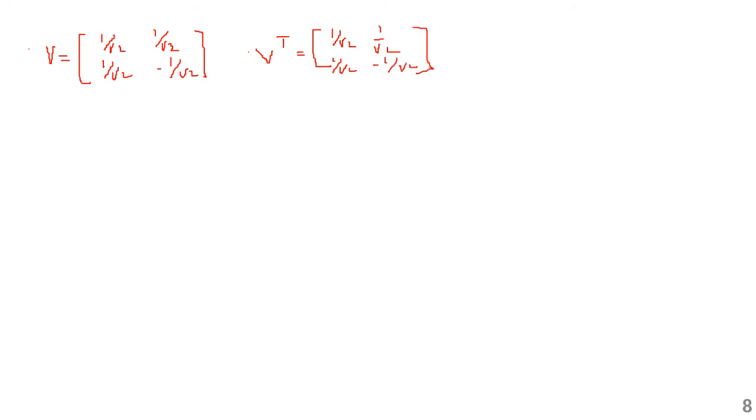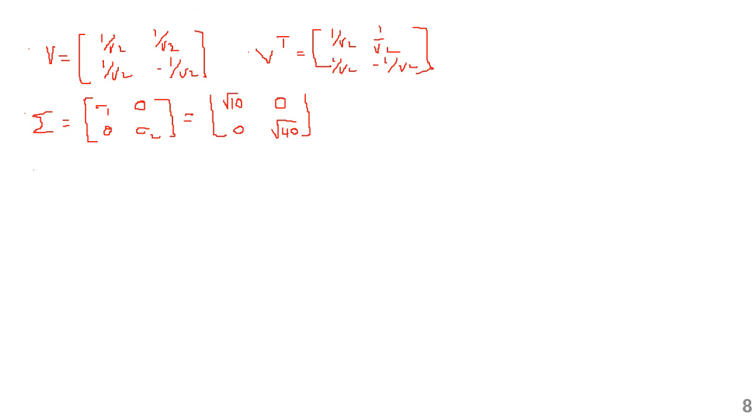Next step is to find out sigma matrix, and it is given by sigma 1, 0, 0, sigma 2, where sigma 1 is square root of lambda 1, that is root 10, 0, 0, the root of lambda 2, that is root 40.